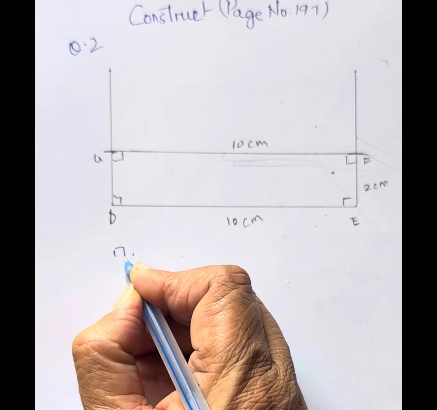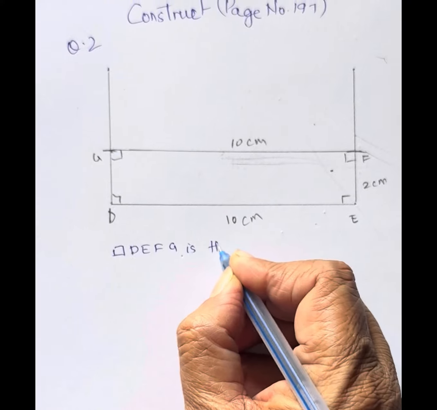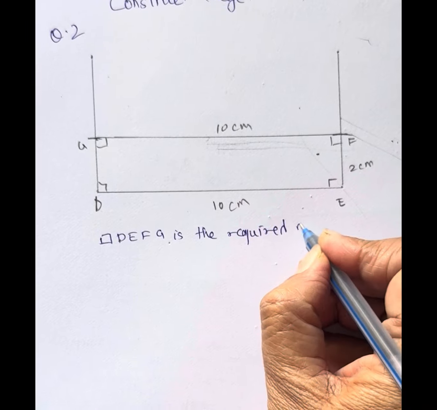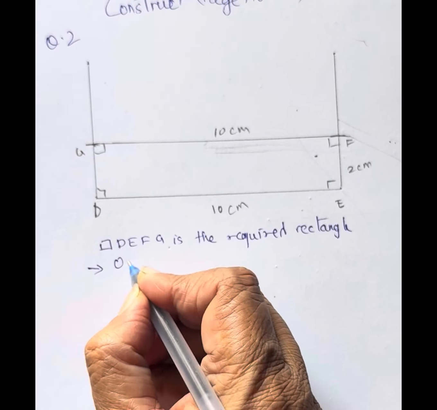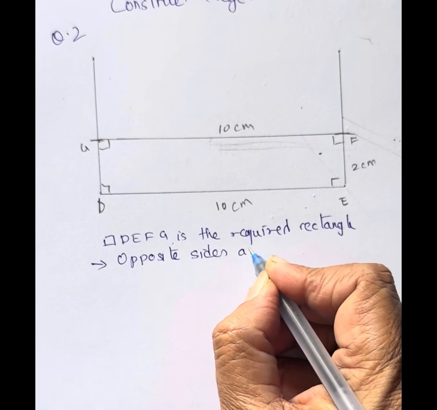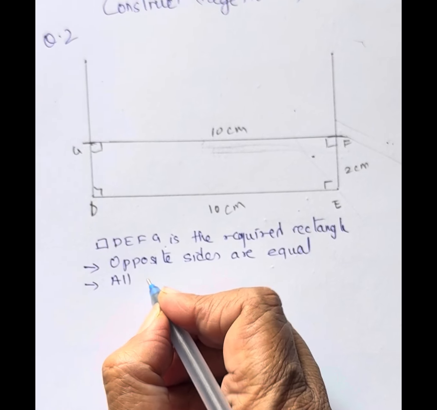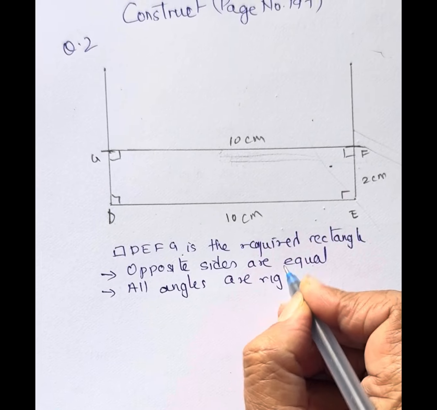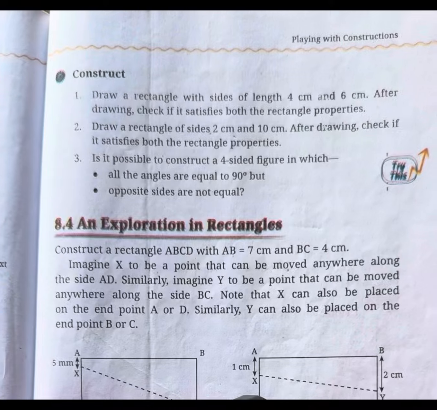So then we can write down quadrilateral DEFG is the required rectangle, and the properties are opposite sides are equal and all angles are right angles. Fine, so this is your answer number 2. Question number 3.